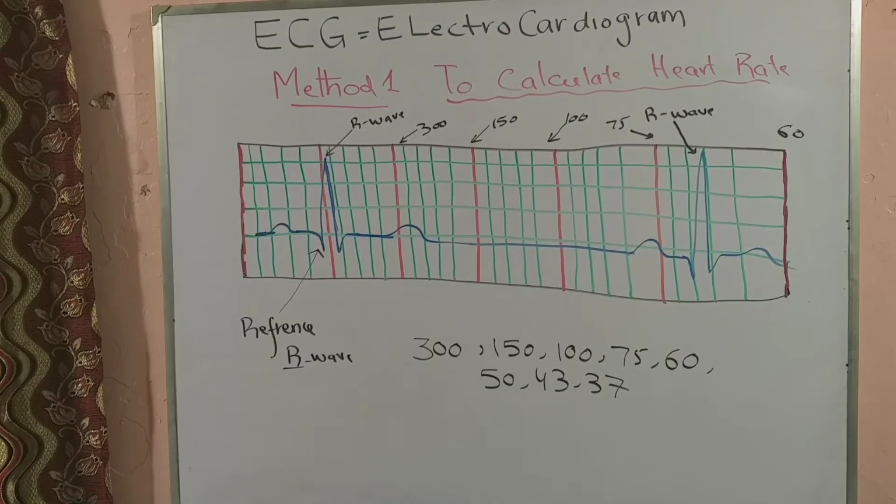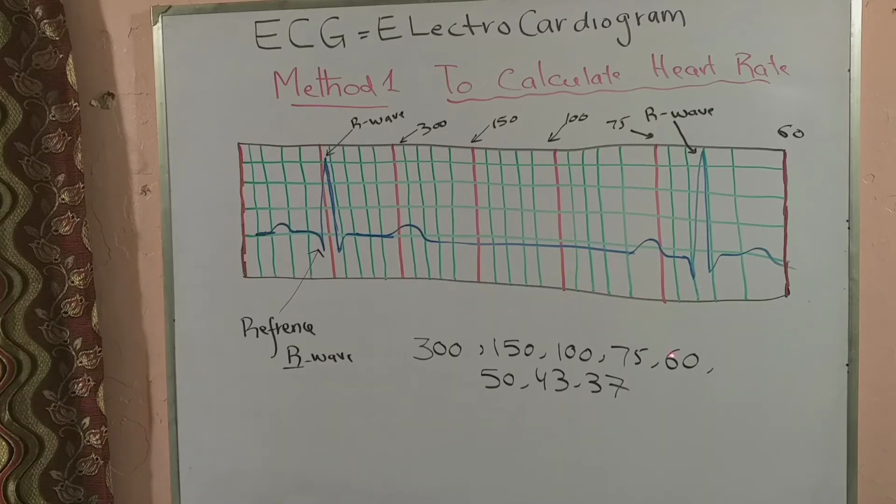Let's take an example here. Now this is an ECG strip, and this strip has these red lines, which are the thick lines which separate the large boxes from each other, and the green are the thin lines which separate the small boxes, which are not important in our discussion here. Now here we see that this is a QRS complex or ECG tracing which is present right on the paper.